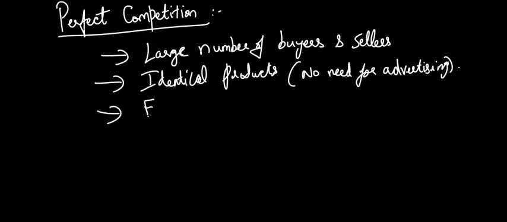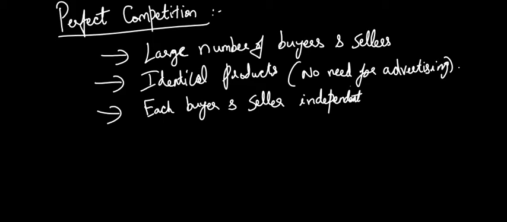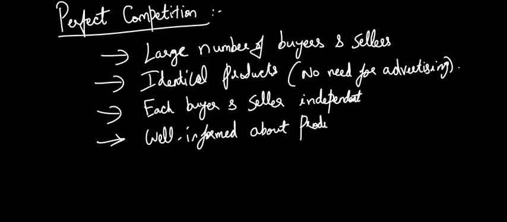Each buyer and seller acts independently, and in a perfect competition there is a huge amount of information available. So the sellers and the buyers are both reasonably well informed about the products or services being used, and also about their prices.